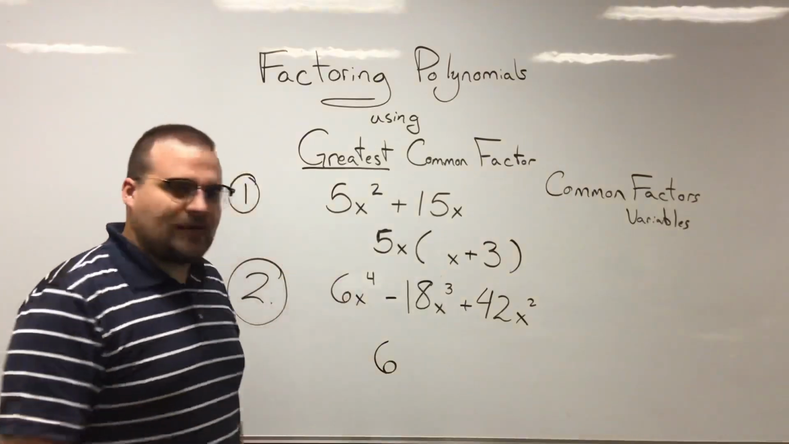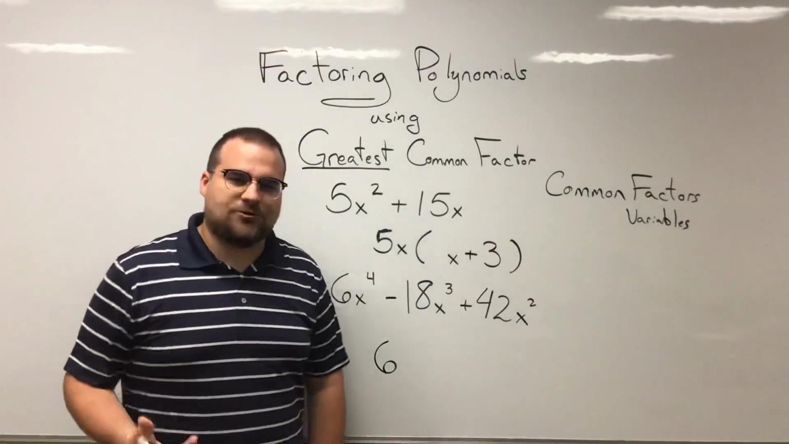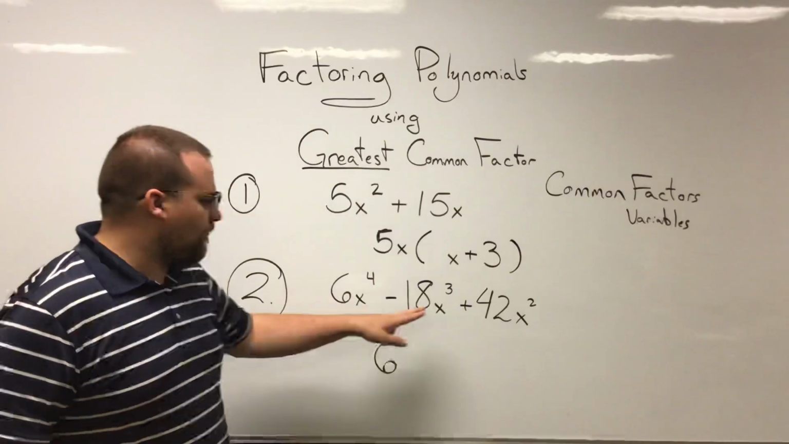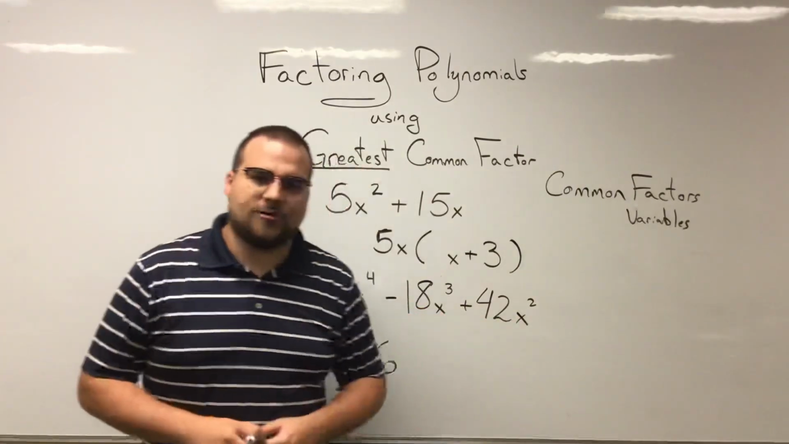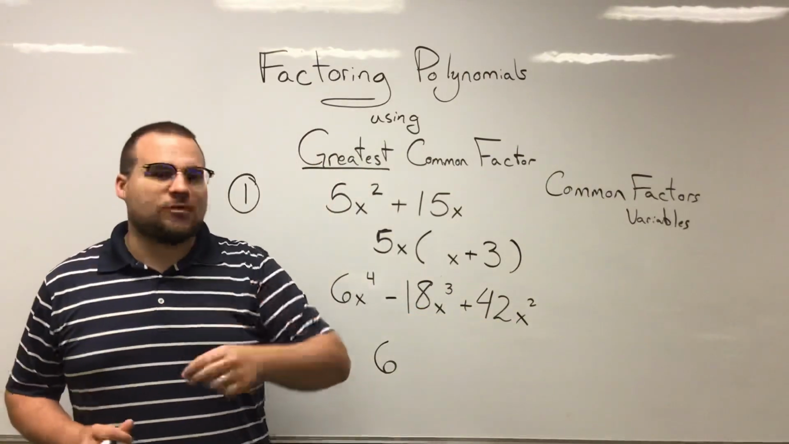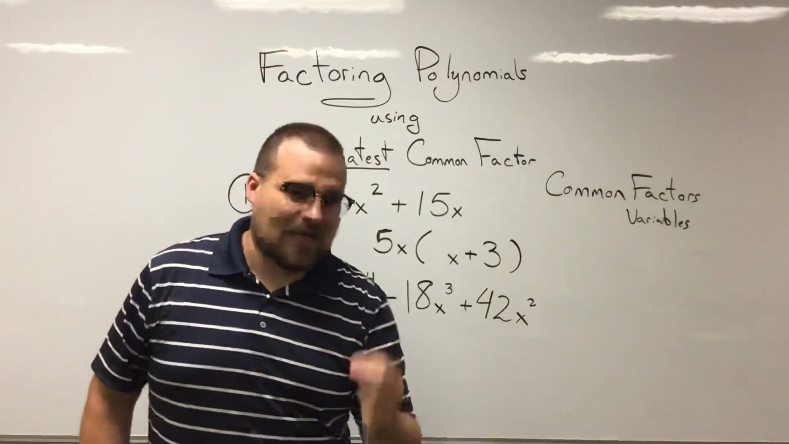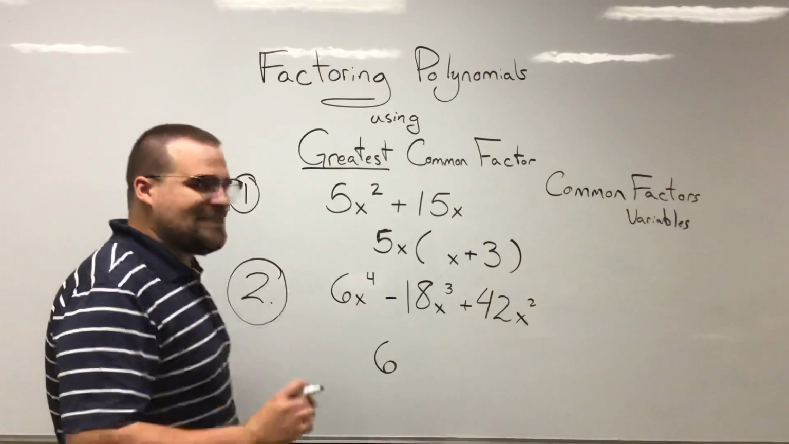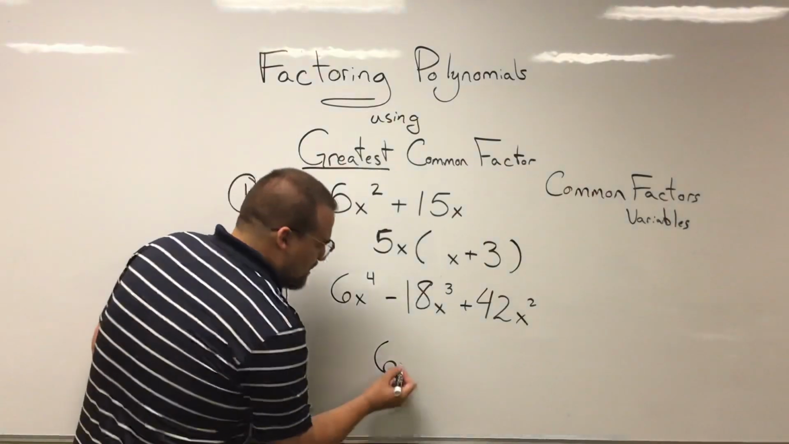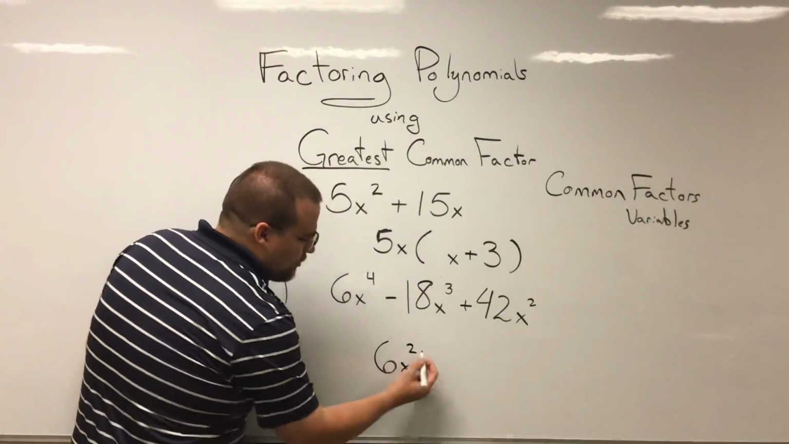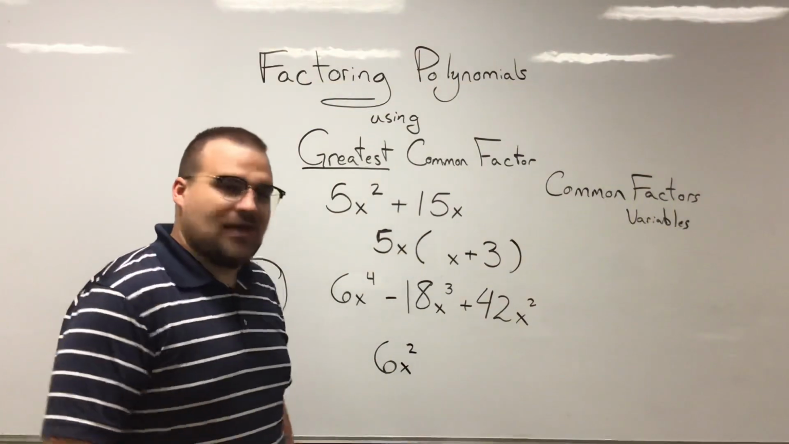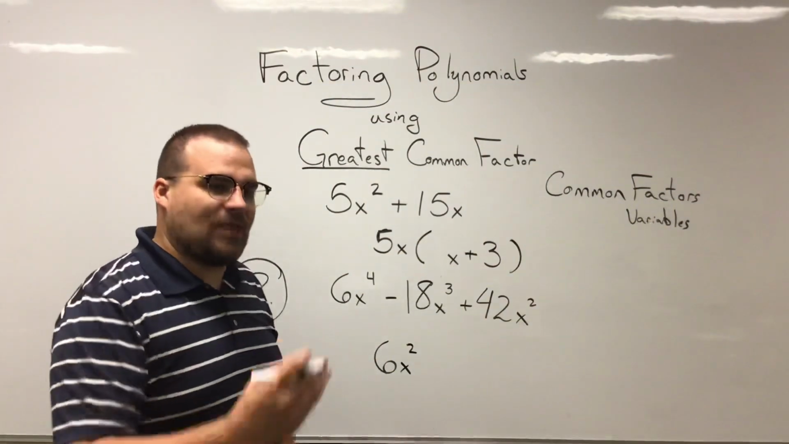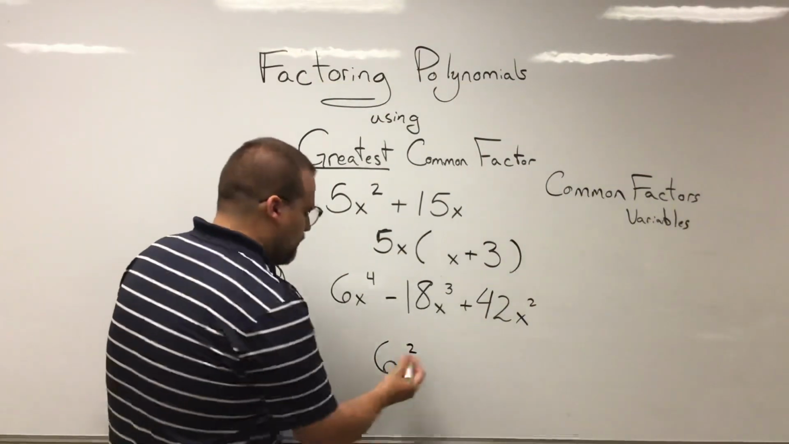Now let's look at our variables. What is our common factor among our variables? We have x to the 4th, x to the 3rd, and x squared. So we would say each of those terms have at least how many x's? 2. Every one of these has at least 2 x's. So 6x squared is our greatest common factor. Now we want to go ahead and factor that out or divide it out of each of our terms.